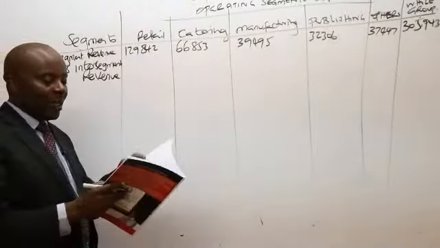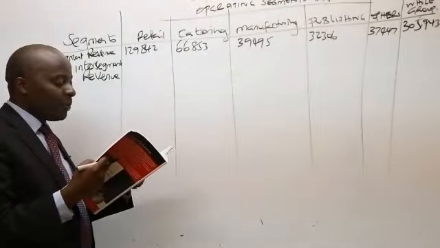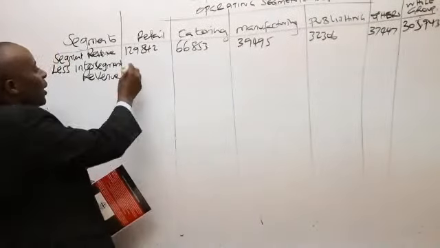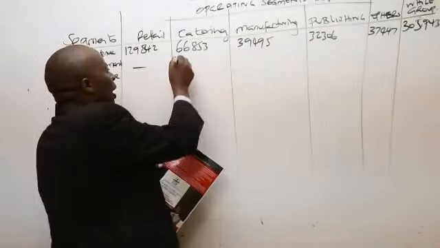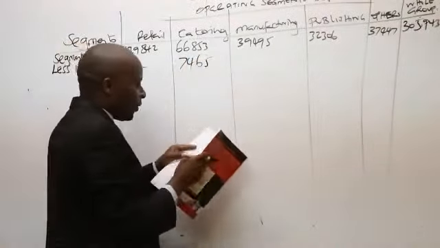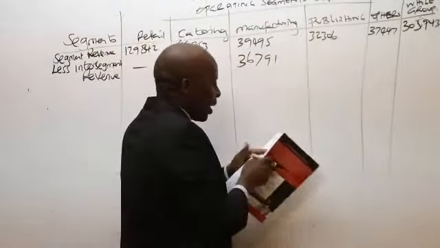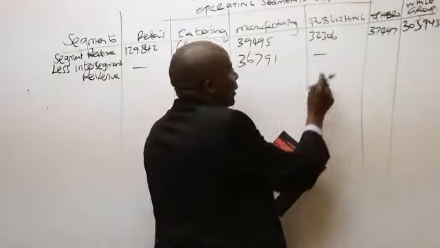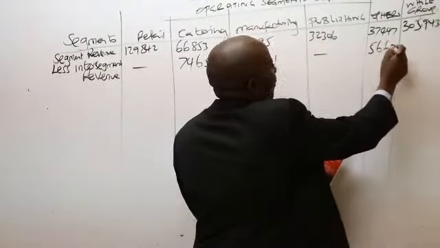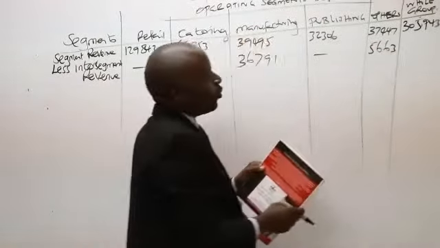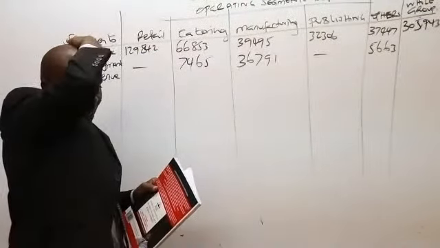Less intersegment revenue. So intersegment revenue, are you able to see that column under note number 2? The first one is dash. The second one, ladies and gentlemen, that I'm able to see there is 7465. The third one is 36791. The fourth one is dash. And then we have here 5663. Please, can somebody give me this total here for the whole group, which will be accounting for the intersegment?